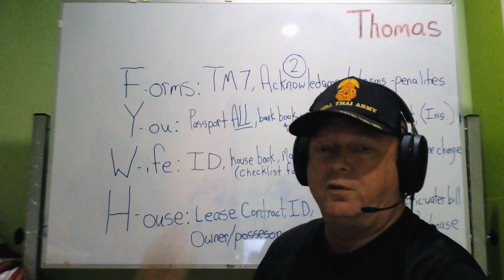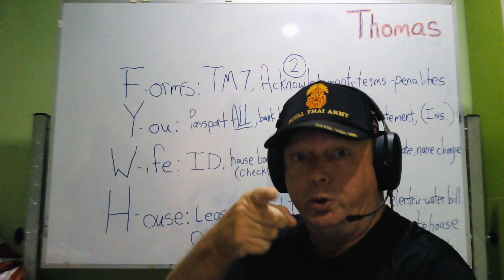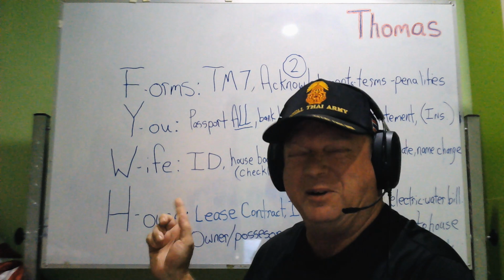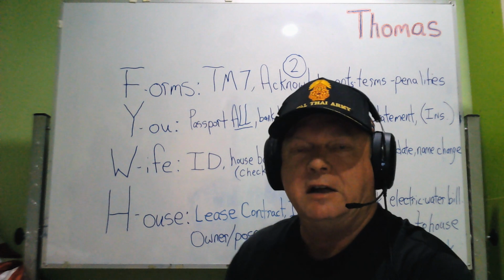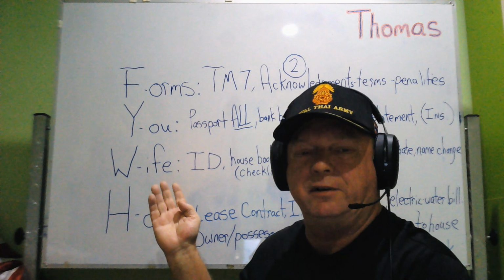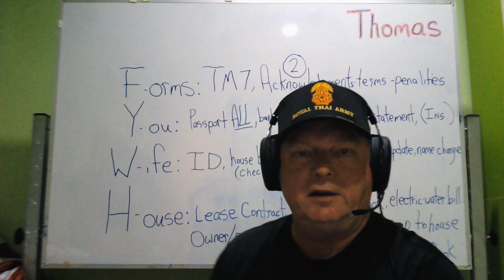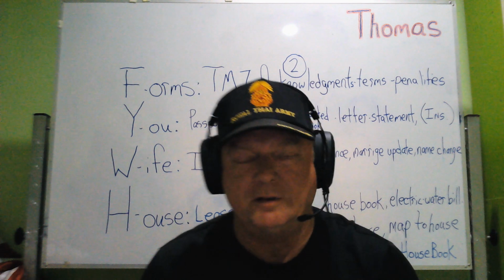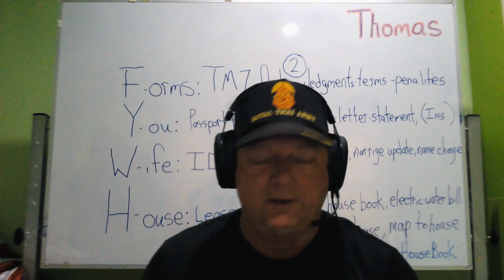FYWH. F is for forms, Y is for you. W is for your wife, or if you had another family relative, the same documents would apply. If you're on a non-OA retirement, just forget about the wife. And then the last one is H for the house. Just an acronym I created. Doesn't mean it's perfect, but it does help simplify things.